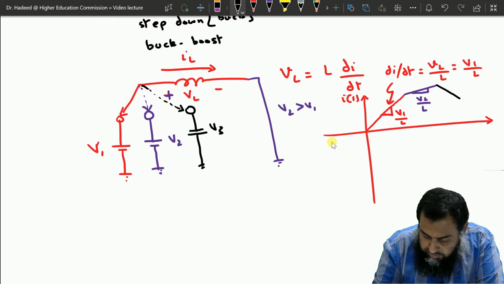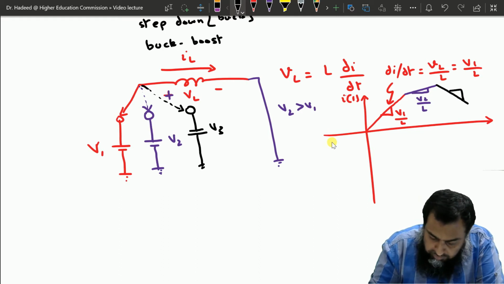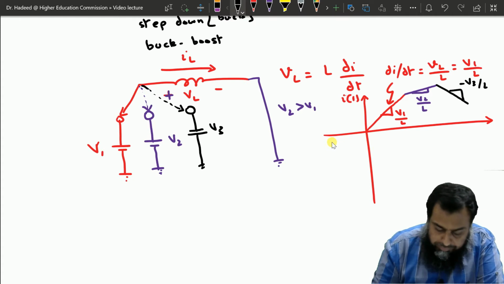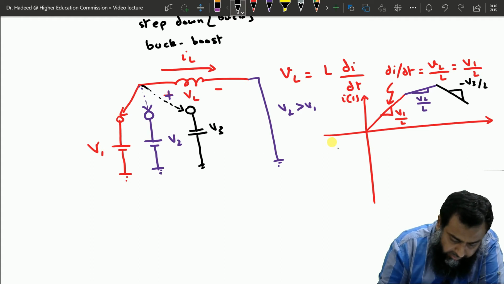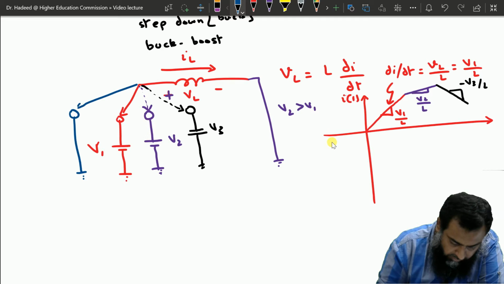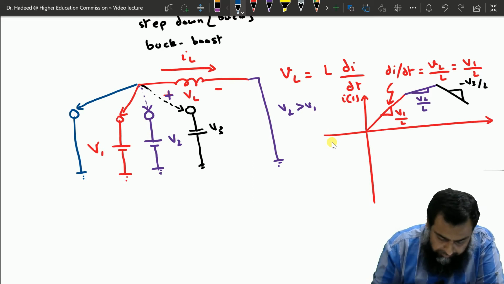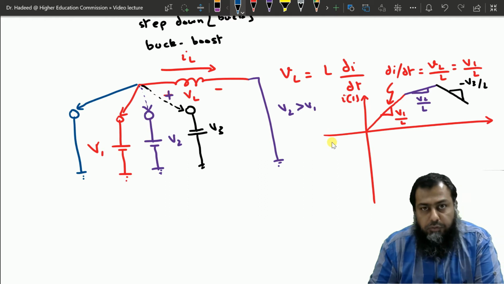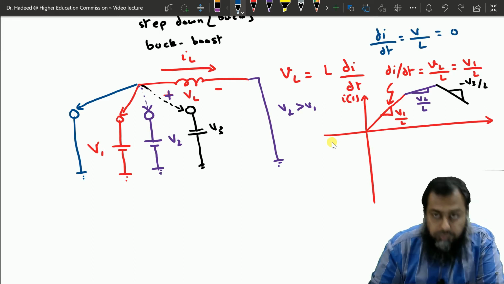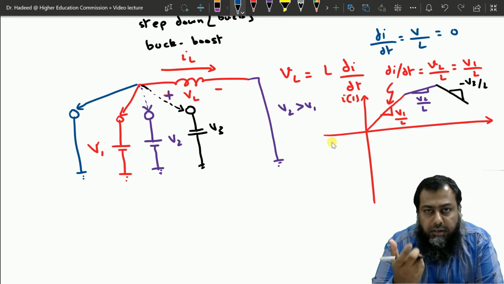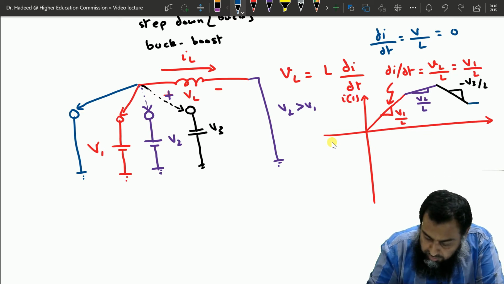So it shall have a negative slope. The slope is minus V3 over L, and suppose that as a final step we connect this to ground. If I connect this with ground, then the voltage across the inductor becomes equal to 0. With the voltage equal to 0, di over dt, which is V over L, is equal to 0. And a 0 slope means that the current shall have a constant value thereafter, right?